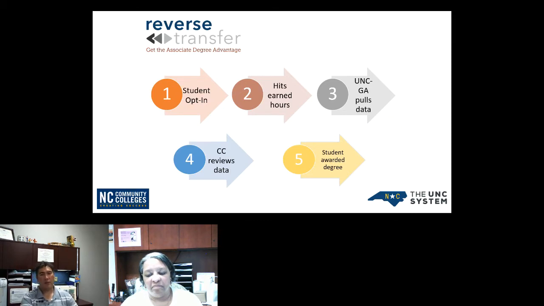And as they're moving along through their academic process, each semester they're running their reports to submit those transcripts into the data mart, and they hit the earned hours mark. So right now what we're using is 60 credit hours to 100 credit hours. Once they hit 60, that releases those transcripts into the availability of the community colleges to start reviewing to see whether or not this person has earned a credential.